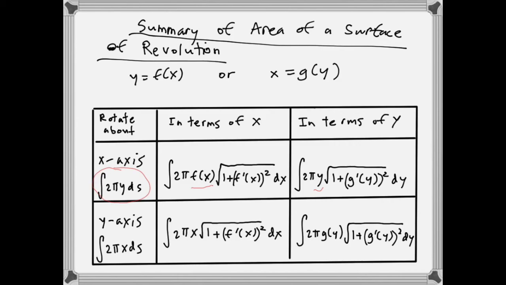And in the second row of the table, if we're rotating it around the y-axis, then we know we're going to use the integral 2 pi x ds. And if everything is in terms of x, we just leave the x alone, and then we use the x version of the ds. And if everything is in terms of y, then you just replace x with the function g of y, and everything else is in terms of y. So this hopefully clarifies when you would use each version of the formula.